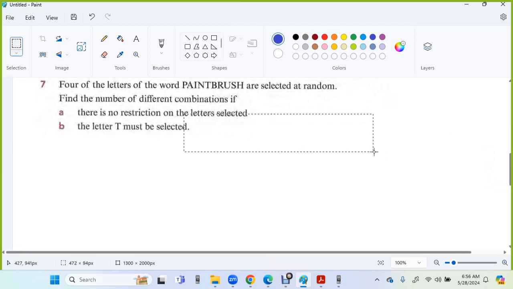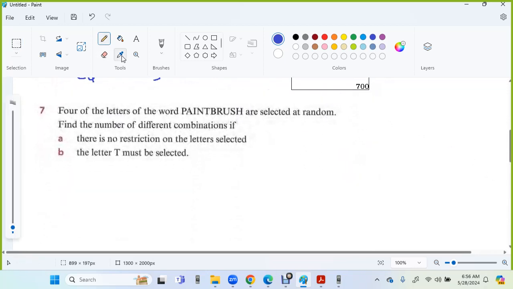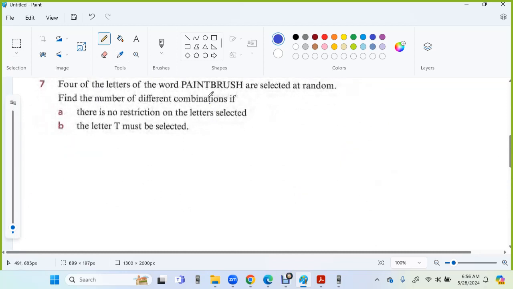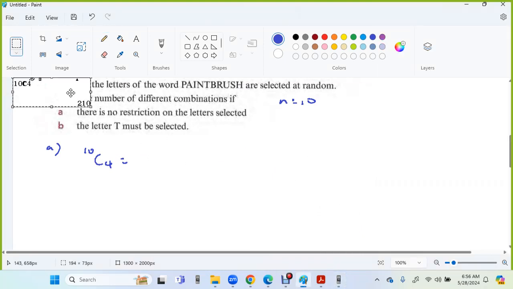And then question number 7. 4 of the letters of PAINTBRUSH are selected at random. Find the number of different combinations if there is no restriction. 2, 4, 6, 8, 10. So we have n equal to 10. So 10 choose 4. Then we have 210.